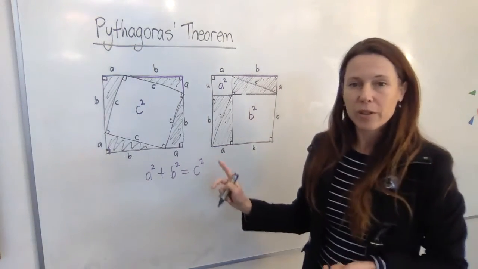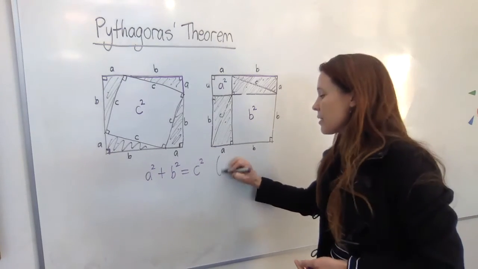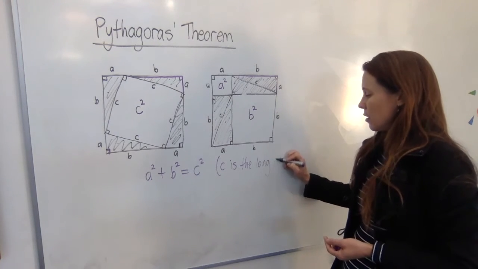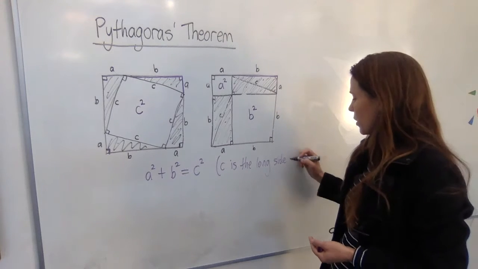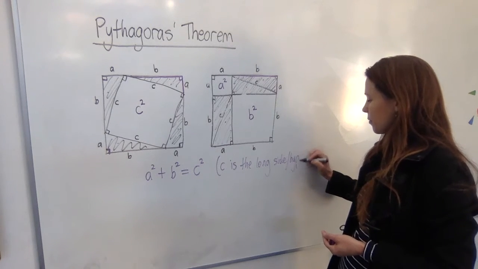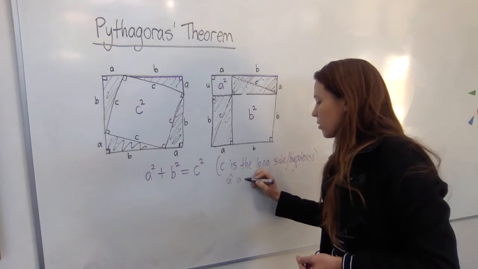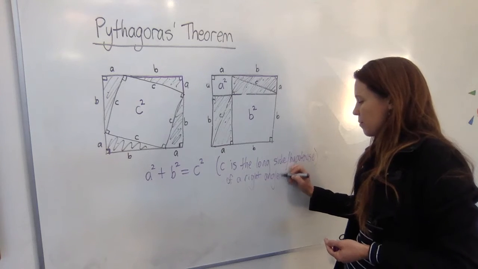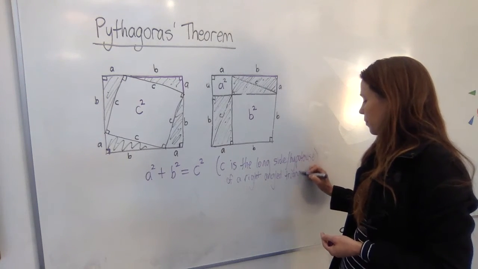Now this only works if you are really clear about the fact that C is the long side of a right angle triangle, and we have a special name for that, don't we? We call that the hypotenuse of a right angle triangle. If it's not right angled, then this doesn't work. So that statement there really just qualifies it and makes it true.